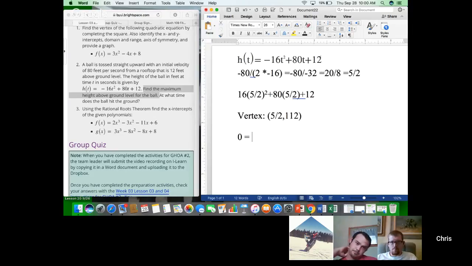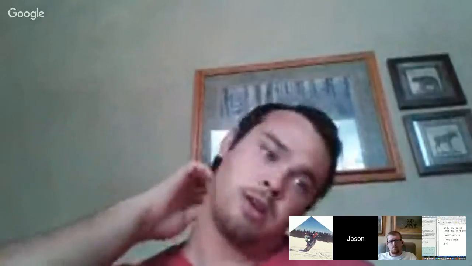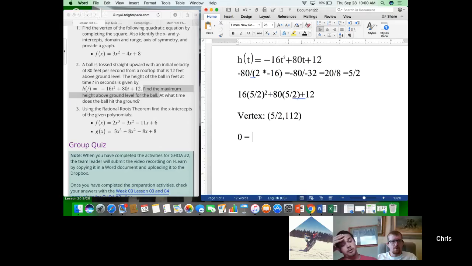So the maximum height, I believe, is 112, because that's your y. It's asking for what our maximum height would be, so as an answer, your maximum height is 112 feet. Keep your vertex though, so we can remember it. We'll need the 5/2 again.